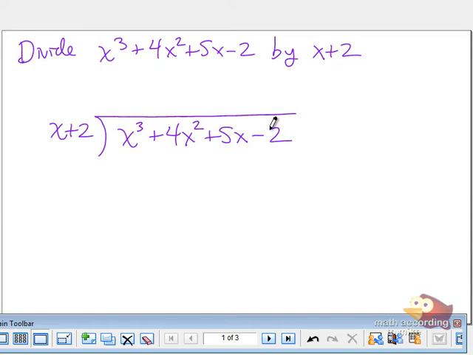So instead, you only look at the leading term. What's the leading term of the dividend? X cubed, the whole term, not the degree. And what's the leading term of the divisor? X. So if you divide the leading term by the leading term, you get x squared. So you put that in the x squared column, which is the second one.